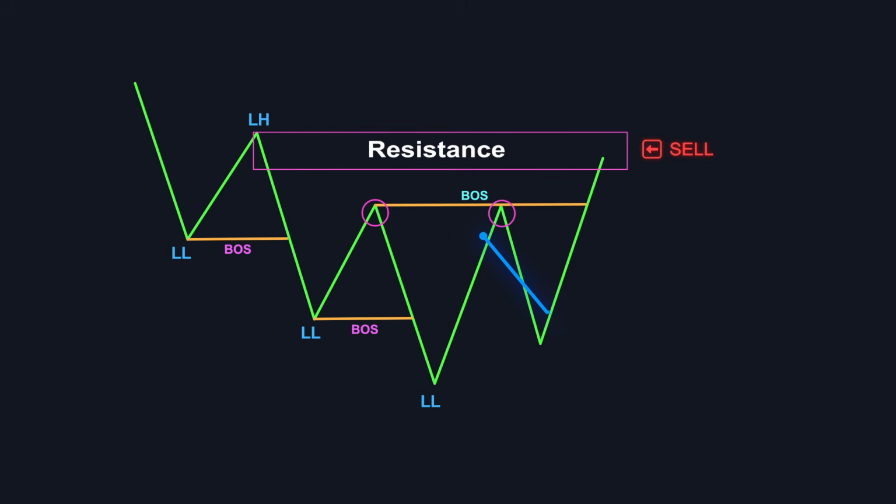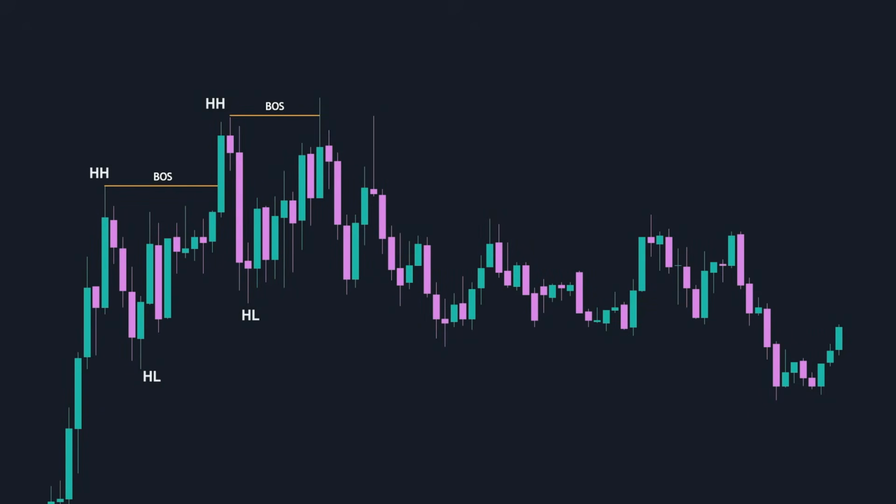This is called a false break of structure. Basically, the market tricks traders into thinking it's reversing, but it's really just gathering orders before dropping again. How to tell the difference? Ask yourself, do we have significant liquidity above, like equal highs or strong resistance? If yes, it's probably a false break and a high probability sell setup. All right, let's bring this to life with an example on the chart.